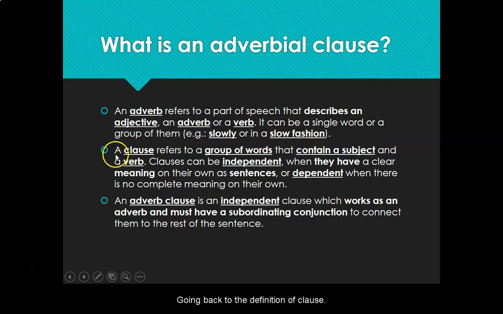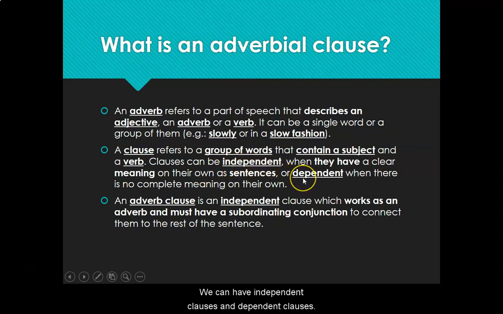Now, going back to the definition of clause, it refers to a group of words that contain a subject and a verb. We can have independent clauses and dependent clauses, where the independent clauses have a clear meaning as sentences, but that is not the case for dependent clauses.